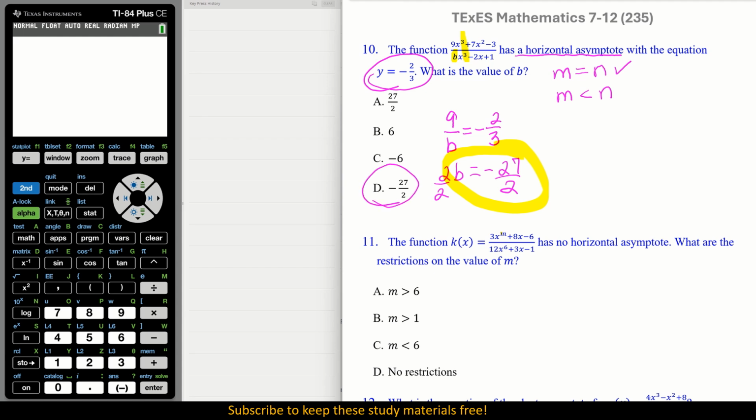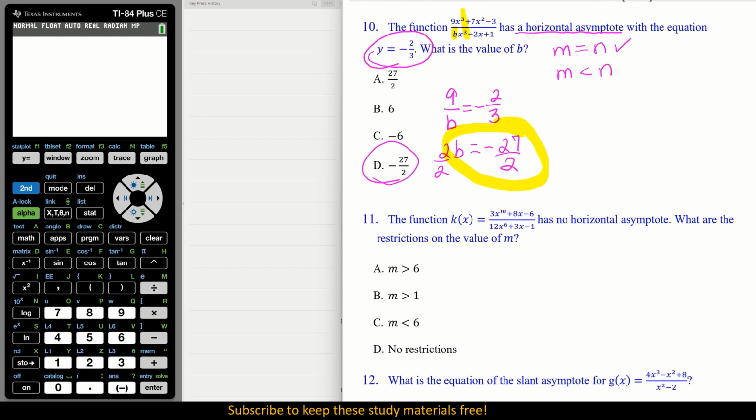Okay? Now let's keep some of these rules in mind as we move to number 11. The function k of x has no horizontal asymptote. Well, we've already done number 10, and that's when they're equal. Then we said, well, m less than n, there'd be some kind of a horizontal asymptote, but what kind would that be? Well, in that situation, that would imply that y would equal 0. Well, that's not the case here. So we only have one situation left.